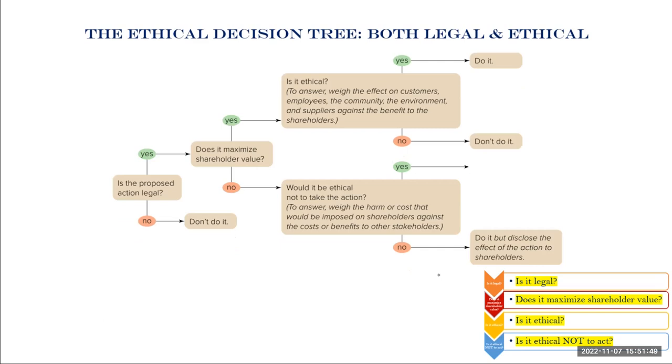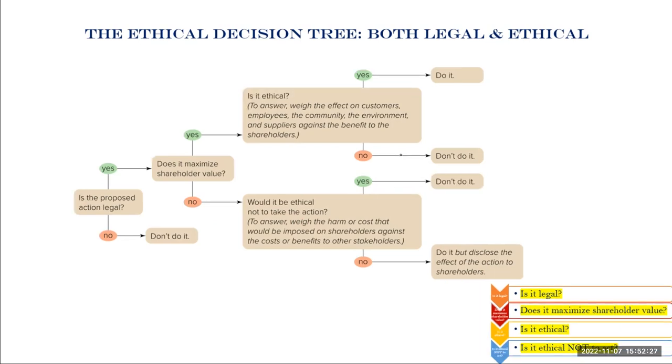So if an act is legal and it adds value to shareholders, and it is unethical to be passive, then you execute the act, and you inform the shareholders about it. Now, all that remains is the last part of the question, which is what if something is legal and it does not maximize shareholder value and it is ethical not to take action? In this case, you don't do that particular act.